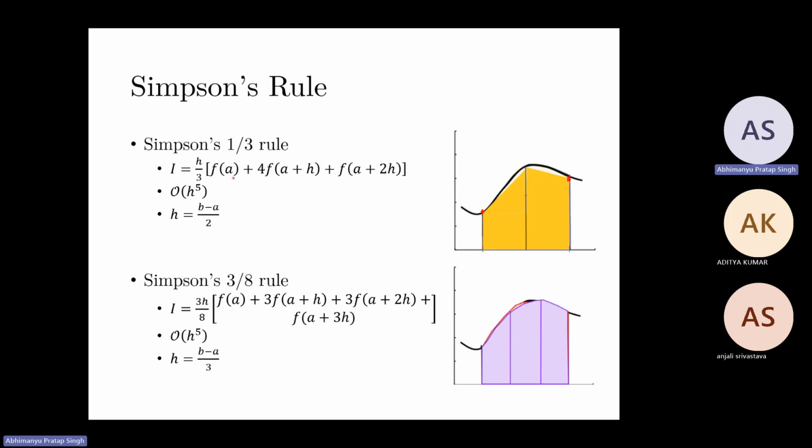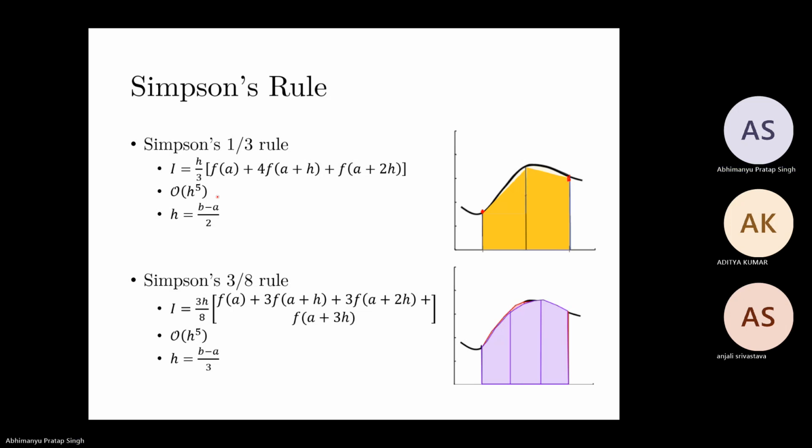The formula would come out to be f(a) plus 4 times f(a plus h) plus f(a plus 2h). And then we multiply by h by 3. Okay. So now this is our b, right? So for this single case only, we are approximating the entire curve using only 2 intervals. So if I equate this to b, then I will get the value of h as b minus a by 2. And the order of approximation is h to the power 5. So this is much more accurate than trapezoidal rule, or trapezoidal method.